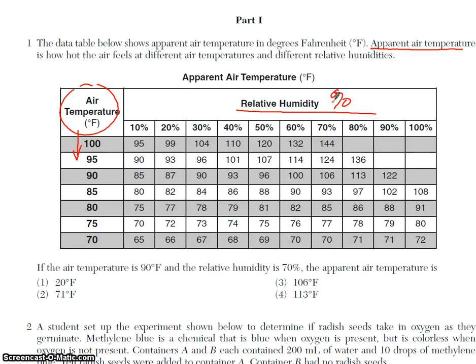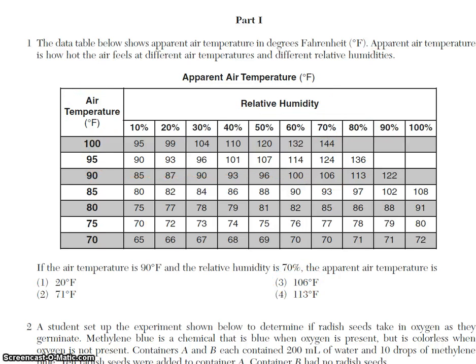So underneath the chart, the question is, if the air temperature is 90 degrees Fahrenheit and the relative humidity is 70%, the apparent temperature is, well, we just look at this table and we look where the two intersect, and so the answer would be 106 degrees Fahrenheit. All right, hope that was pretty clear to you.